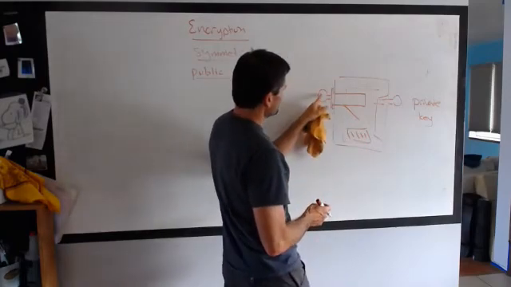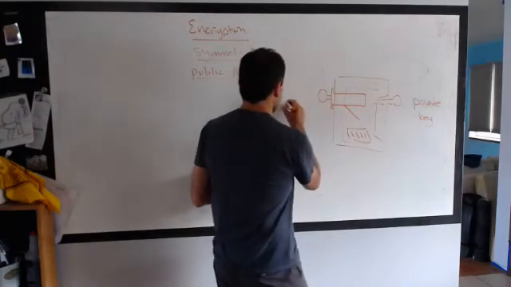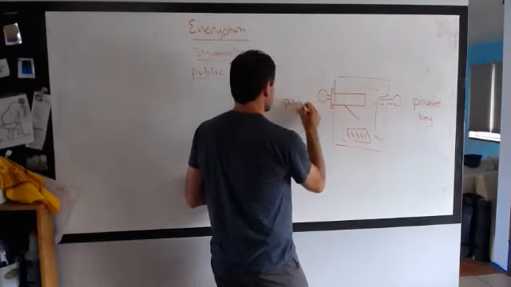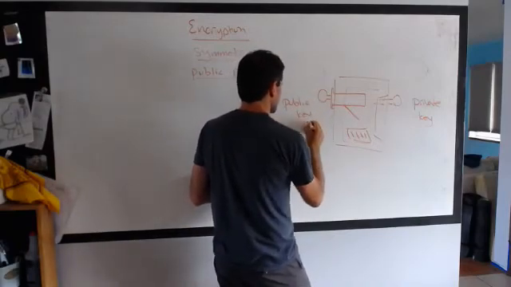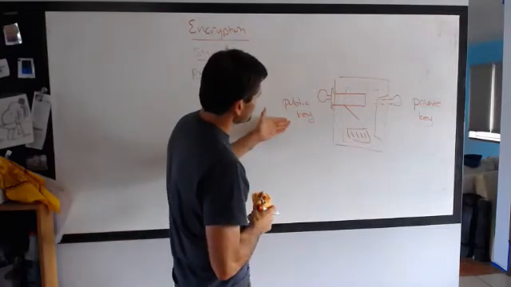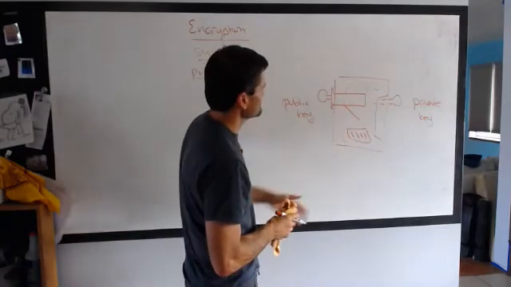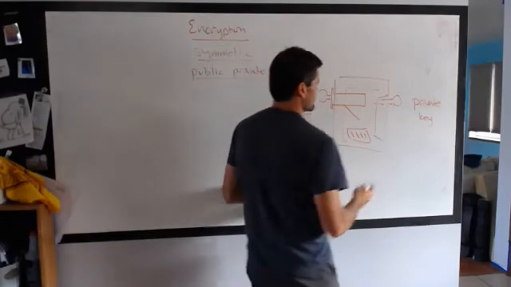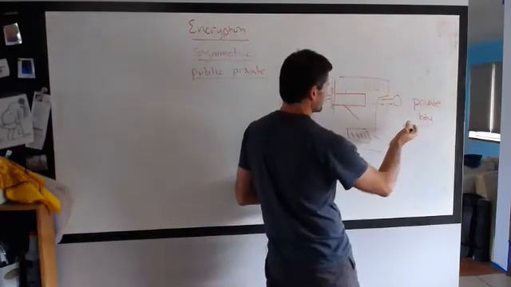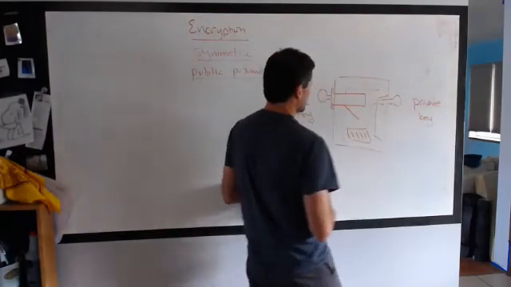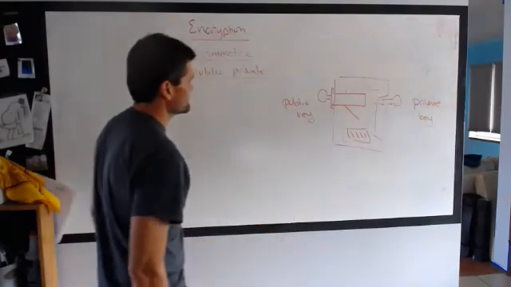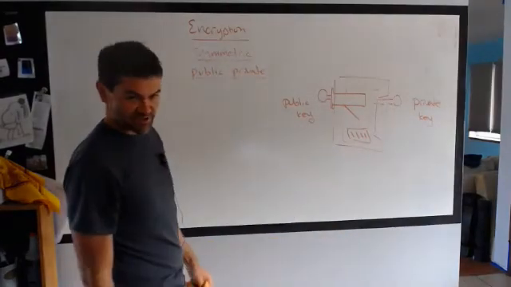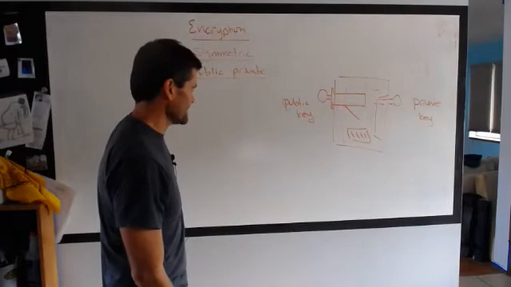And so this side is called a public key over here. So the public key is how you put the messages in, okay? And then the private key is a way to get the messages out. And so this has a bunch of uses.